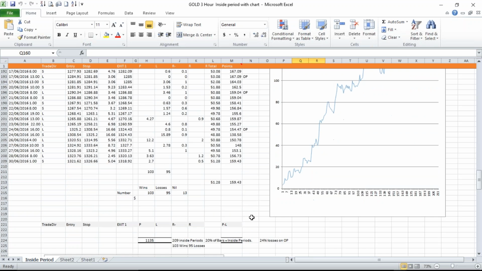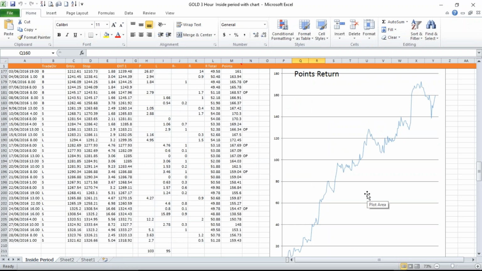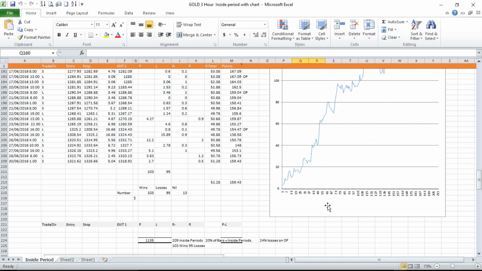And this would then certainly improve this percentage R return curve here, and also the equity curve, and the points return I've got here, the actual dollar return. So it's shown in my example 103 wins, 95 losses, and there were 13 break-evens in there. So it's been a very, very interesting exercise.